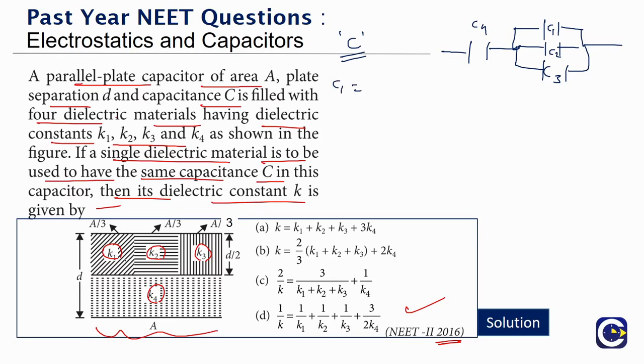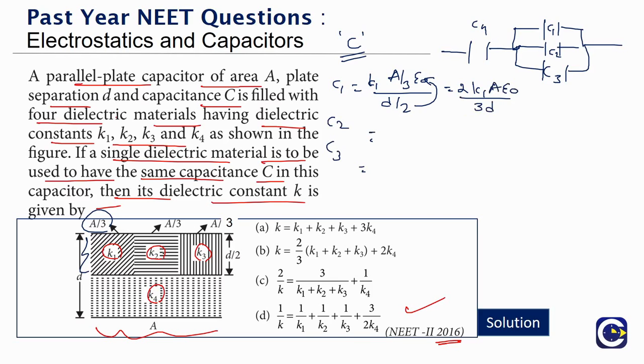C1, look at this. What is the area of cross section? A by 3. What is the separation between the plates? This is D by 2. So K1 into area is what? A by 3 epsilon naught by D by 2. So the 2 will go to the numerator, 3 will be in the denominator. What is it? It will be 2 times K1 A epsilon naught by 3D. This is C1. Now C2 and C3 also will have the same values.